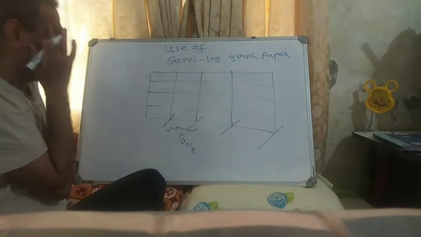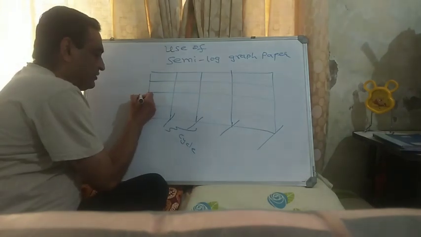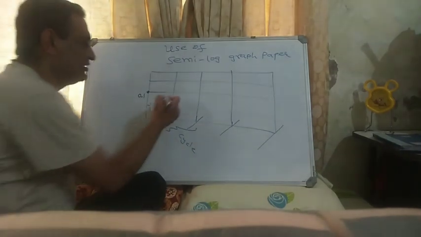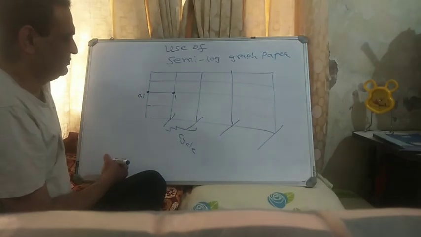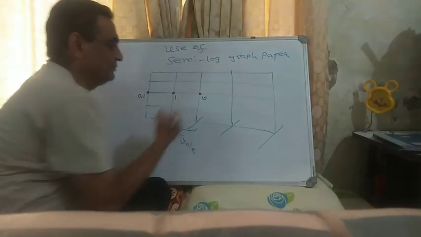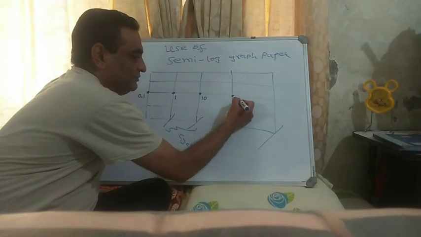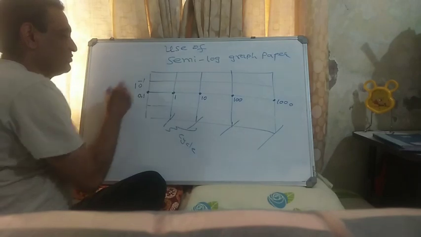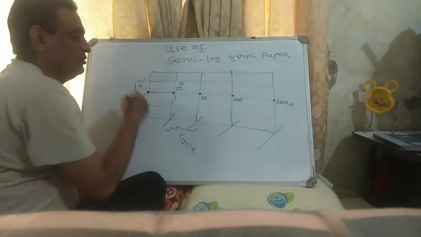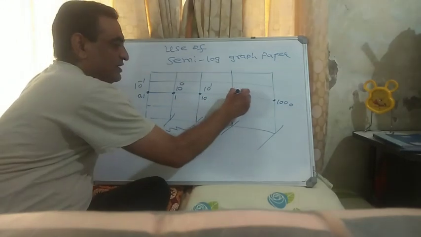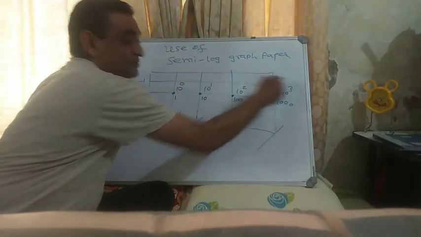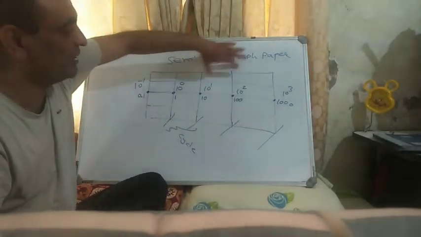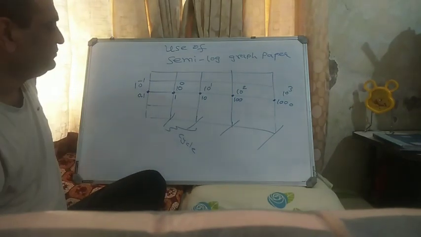So how to choose the scale? Let's say I choose 0.1 at this point. Then the next is 1, this is 10, this is 100, and this is 1000. So this is 10 raised to minus 1, this is 10 raised to 0, 10 raised to 1, 10 raised to 2, and 10 raised to 3. So it is decade wise. This is one decade, another decade, another decade, or you can say one cycle.